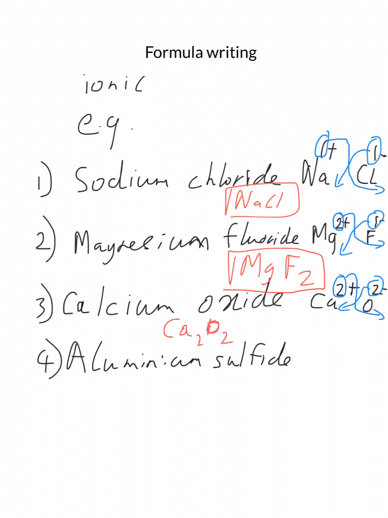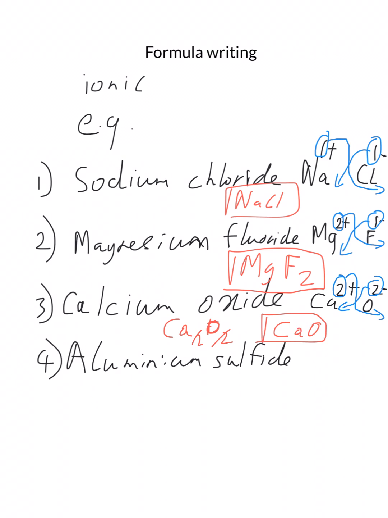If they can be reduced any further, if they have a common denominator, they should be. So what we need to do is reduce this, divide them both by 2, and turn this into CaO. It's the only catch with this swap and drop method, that you have to reduce it if it can be reduced.